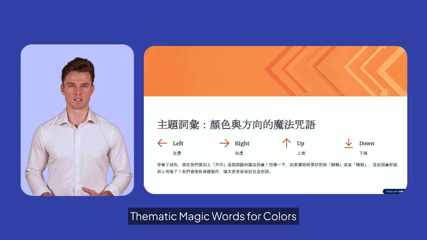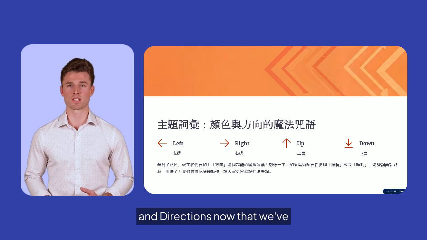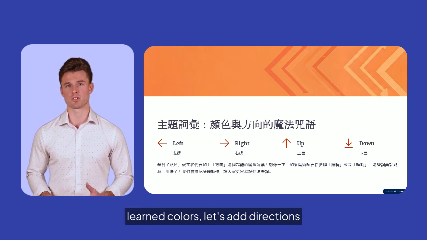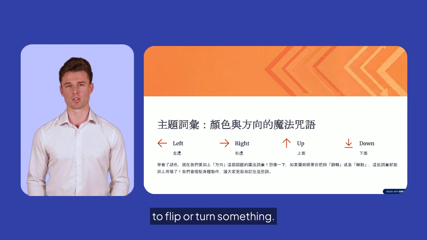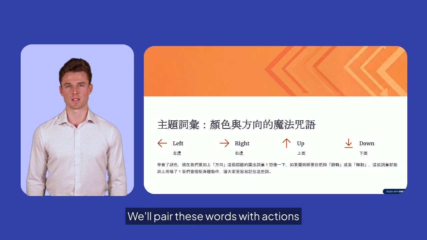Thematic vocabulary. Magic words for colors and directions. Now that we've learned colors, let's add directions to our magical vocabulary. Imagine a magician asking you to flip or turn something. We'll pair these words with actions to help you remember them easily.